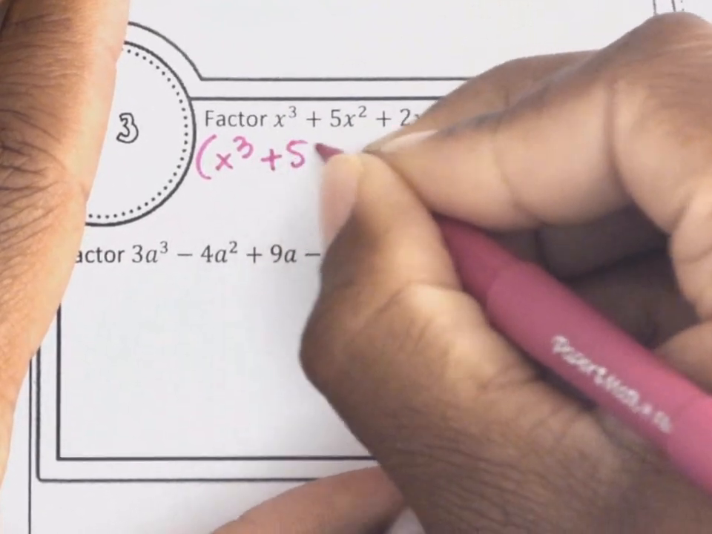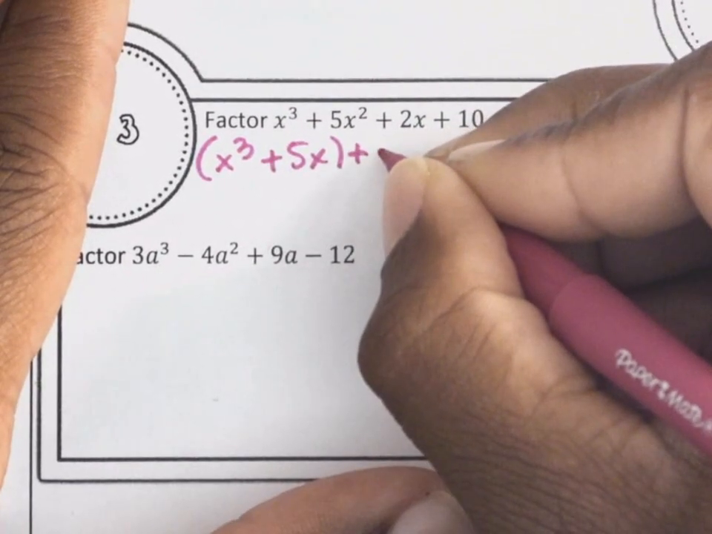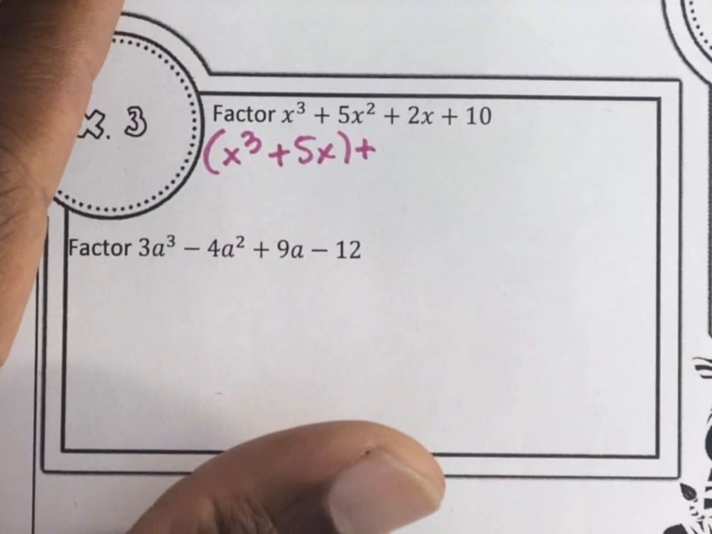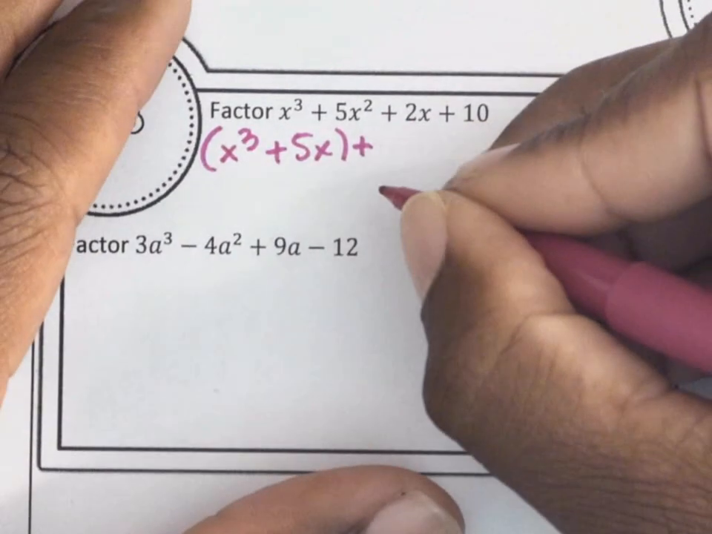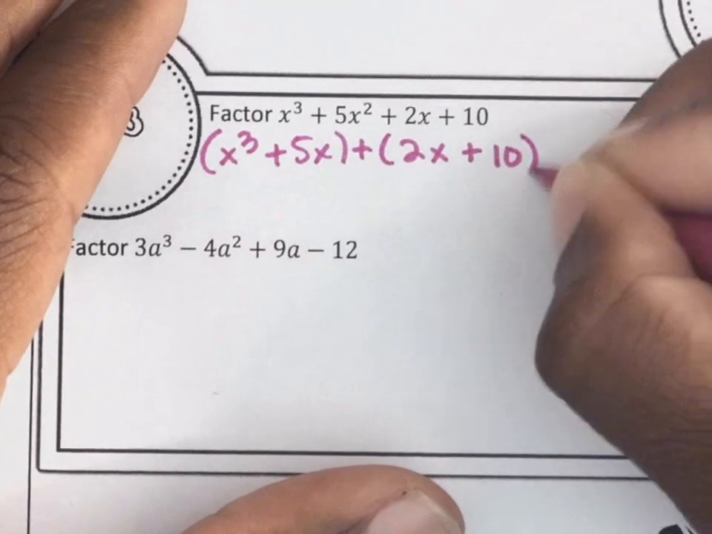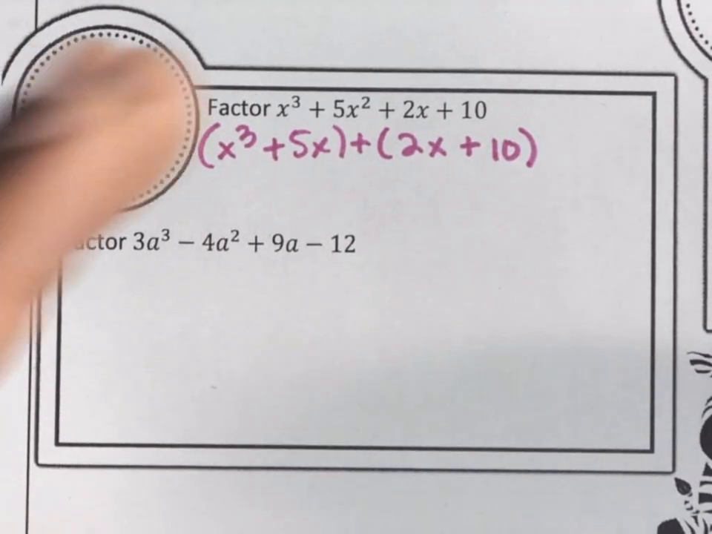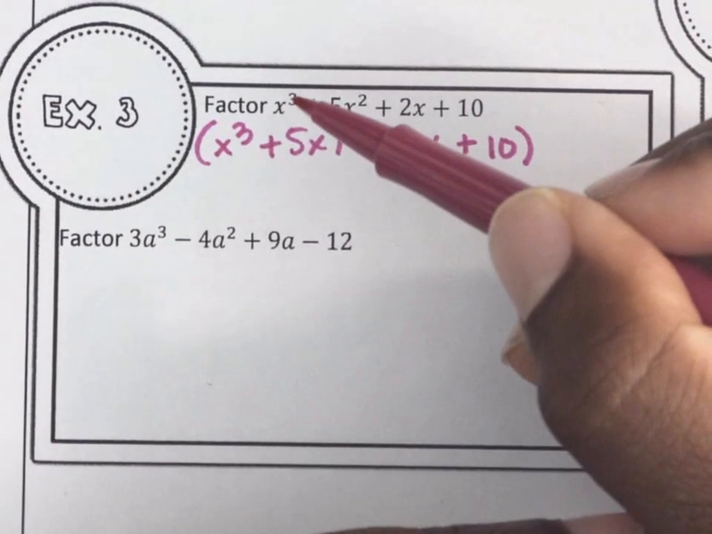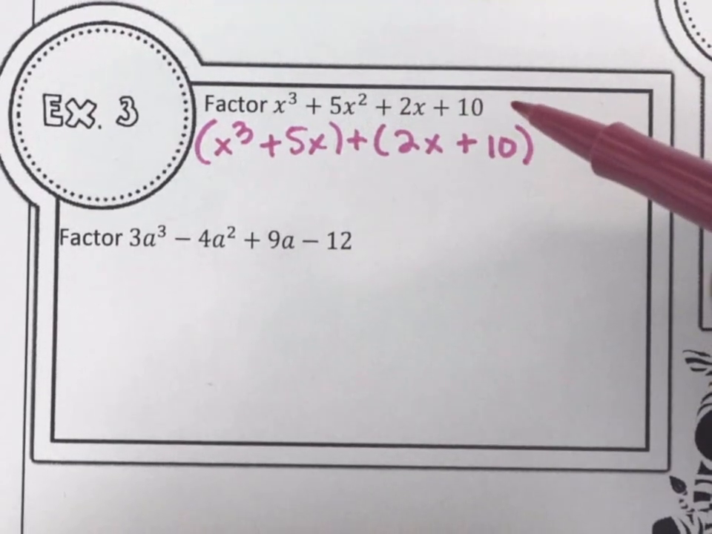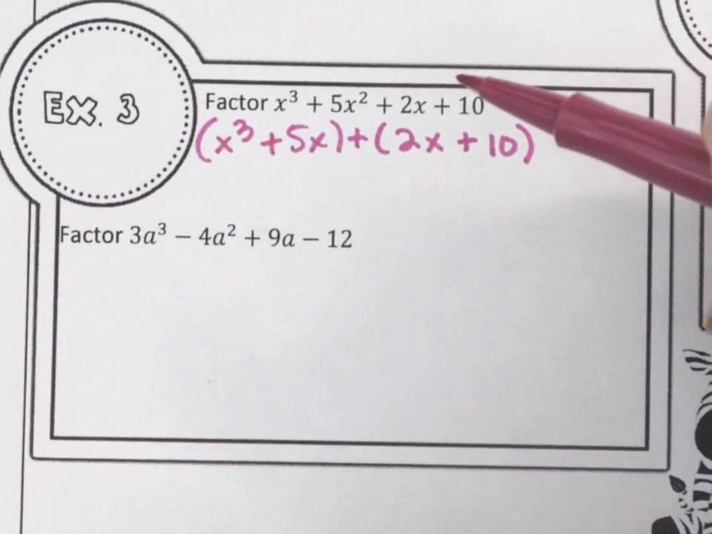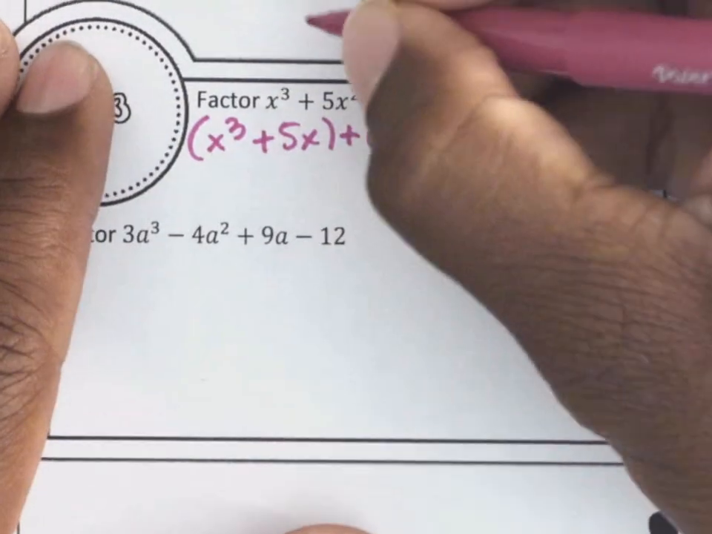X cubed plus 5x. Well, with the 4 terms, I don't have a GCF. You said you had to put them in descending order, which means the exponents 3, 2, 1, number. This is already in order. Sometimes your 10 might be in front, so before you do it, just rearrange them. Just put them in order. And I forgot a squared here.